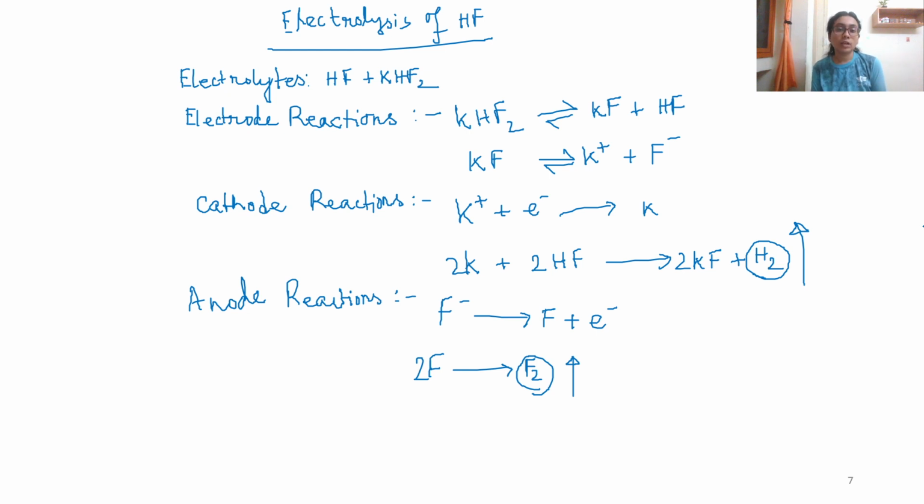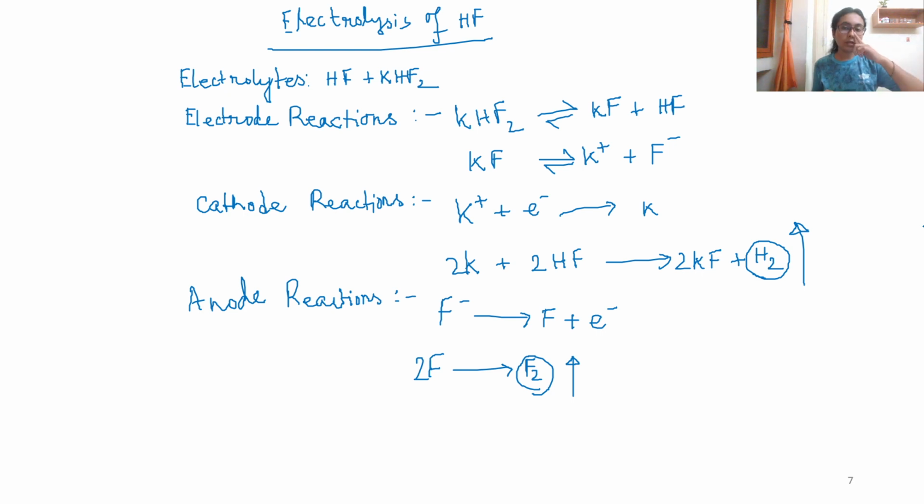So to increase its electrolysis tendency, we add some salt containing the same ions. We have used KF, potassium fluoride, which will increase its dissolution by forming a species like KHF2, potassium hydrogen bifluoride. Then the dissolution of HF will be more, and its electrolysis will also be easier.